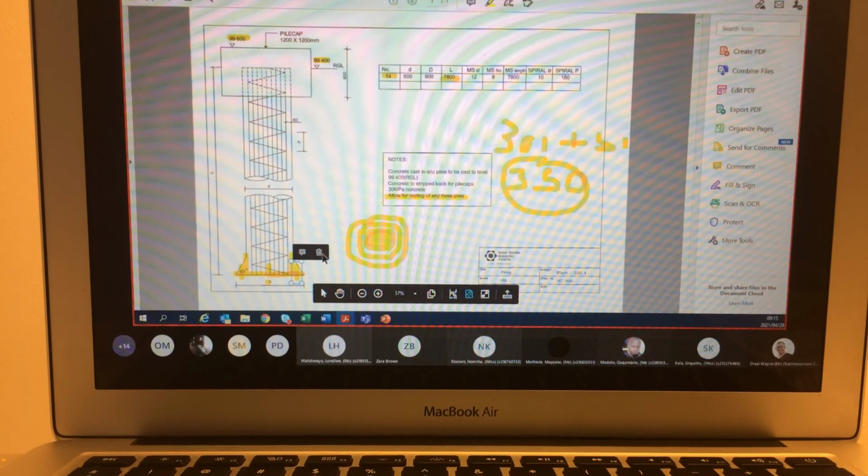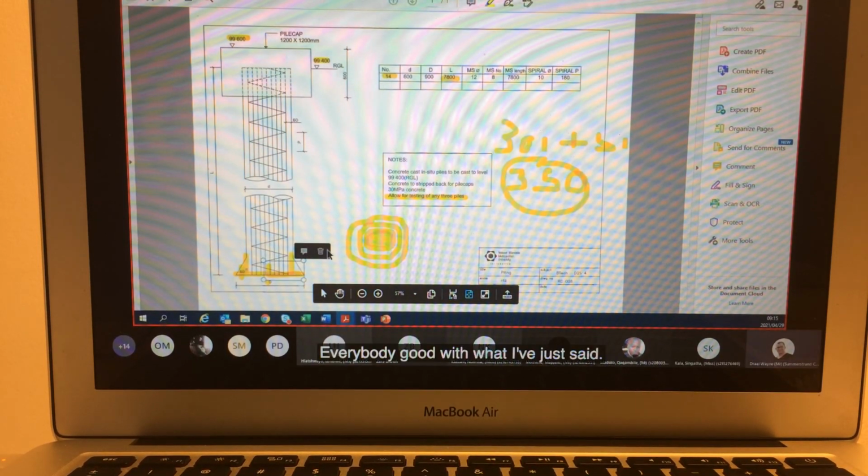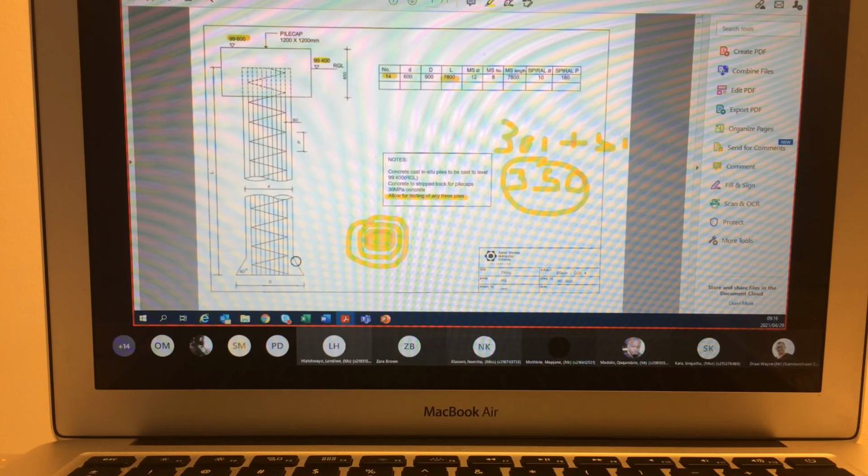I think it's understandable. Everybody good with what I've just said? That's correct. Could you please repeat it? I didn't hear you clearly. You don't hear me clearly. Okay. Which section must I repeat? All of it, sir. I heard you up until where you got the 350. After that, I didn't hear anything.